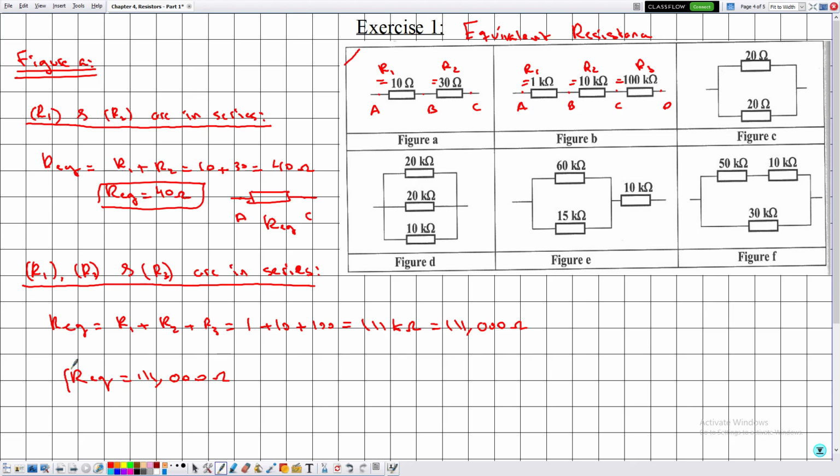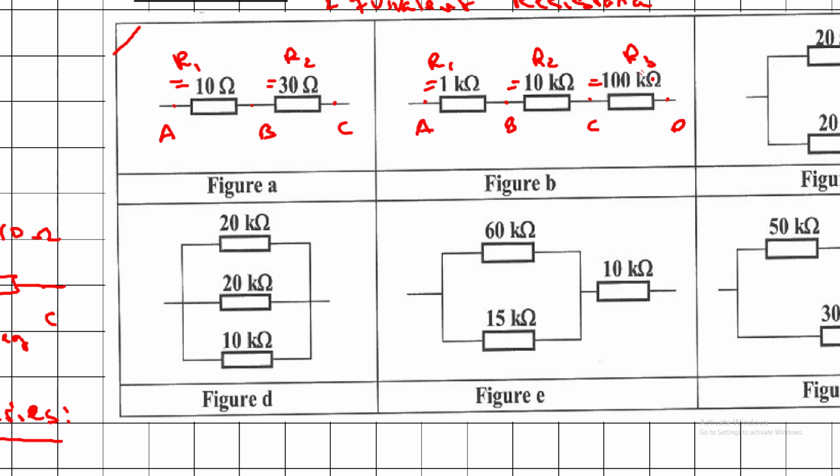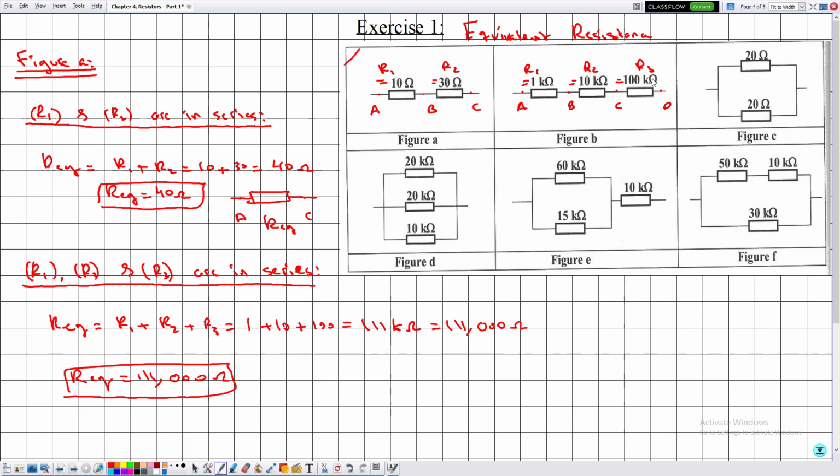111,000 ohms. And whenever we determine an equivalent resistance, it is convenient to represent this resistor instead of the grouping. So eventually here in this case the points B and C will disappear and we are left with A and D. And this is R equivalent, which is given by 111,000 ohms. So this is for figure B.